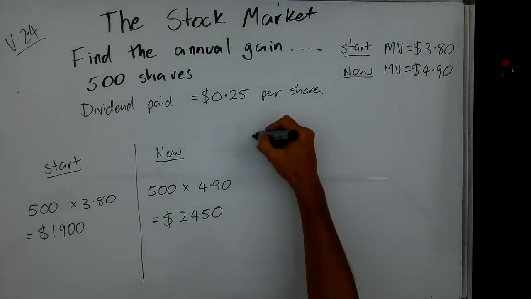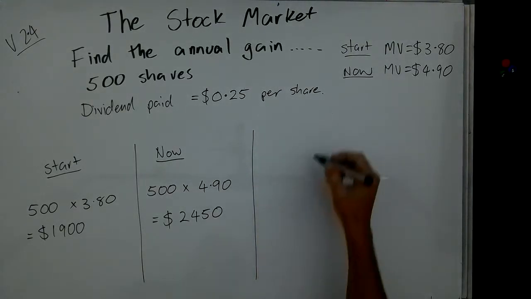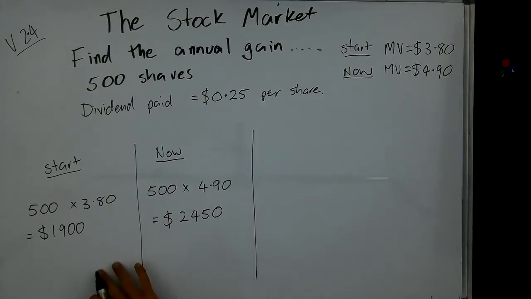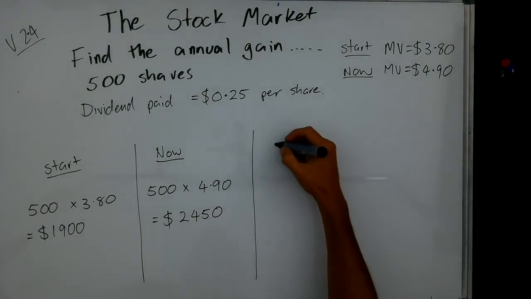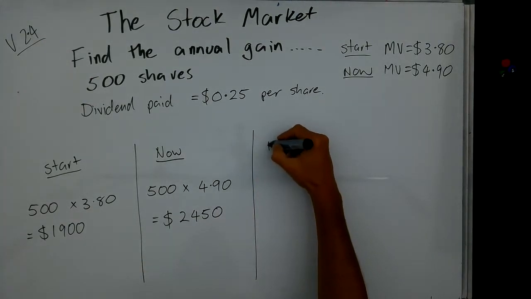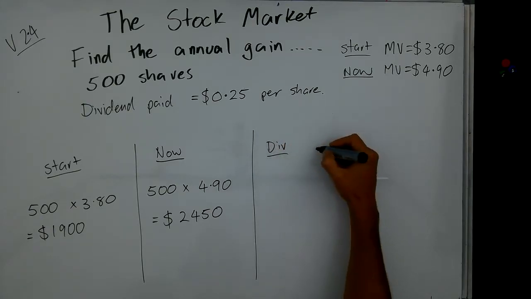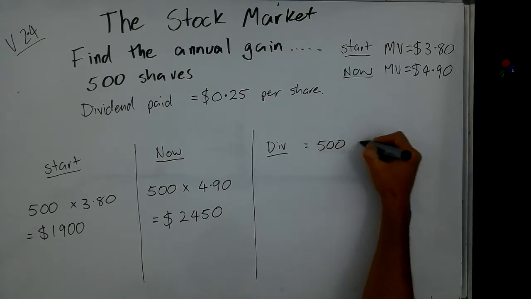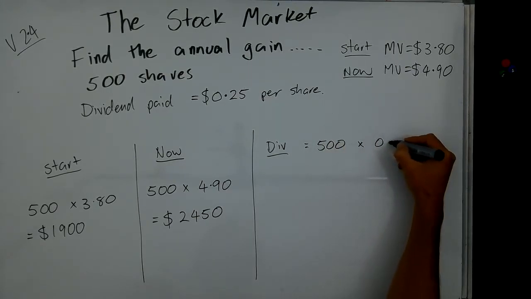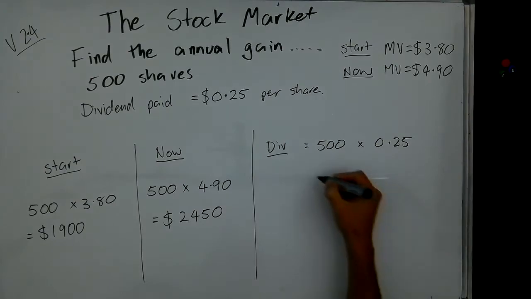Now before we work out what the gain is, we'll also work out what the dividend received was. The dividend equals 500 times 25 cents per share.